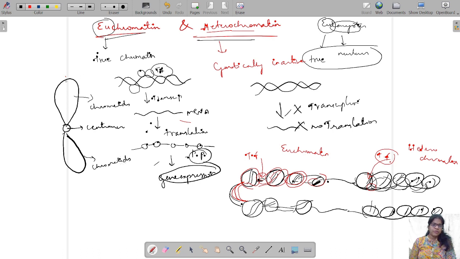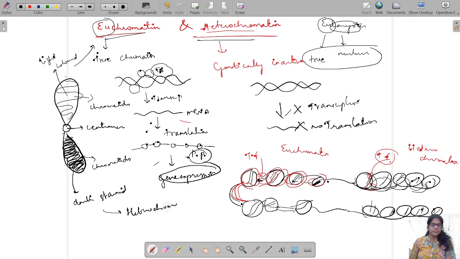And here, for example, this is your euchromatin. Euchromatin is arranged in this way, so when it is treated with the stain, it looks light colored. And in the same way, this is how your heterochromatin is packed in your chromosome, so it looks dark. So it is heterochromatin. I have just drawn this for your understanding. For a better understanding, I'll give you one more picture.